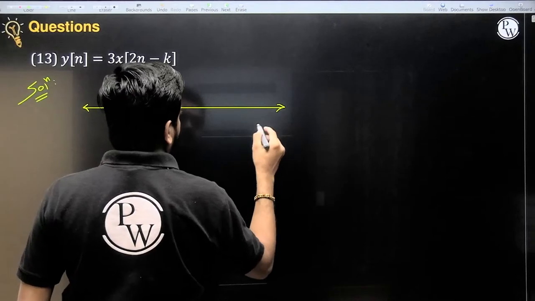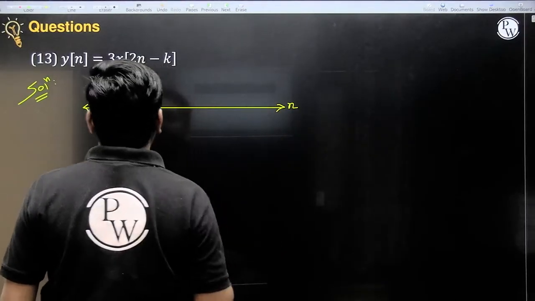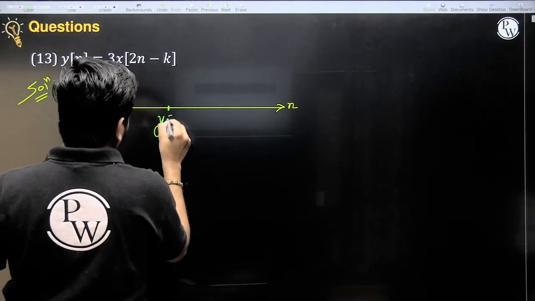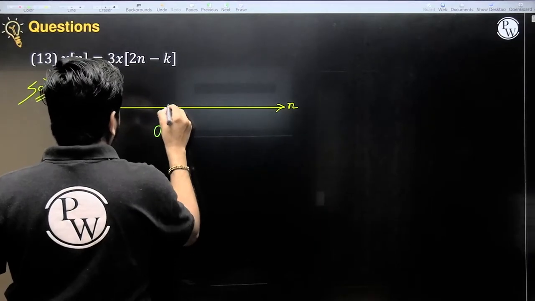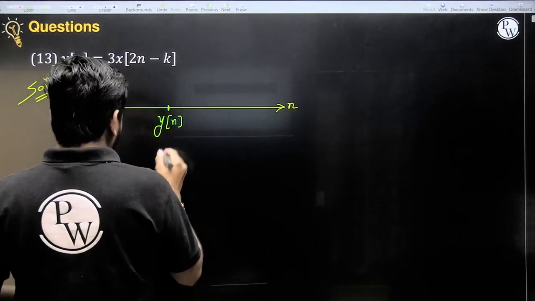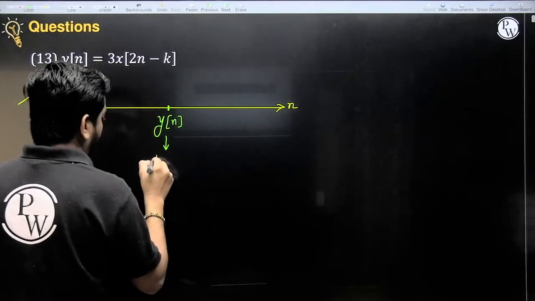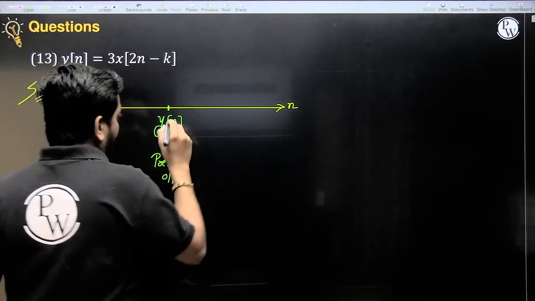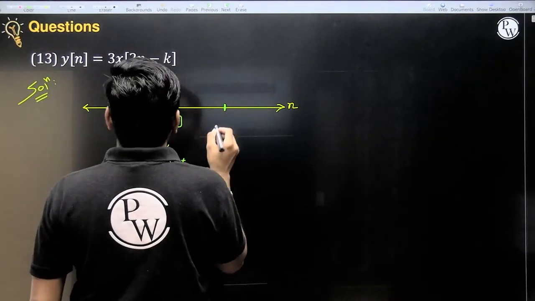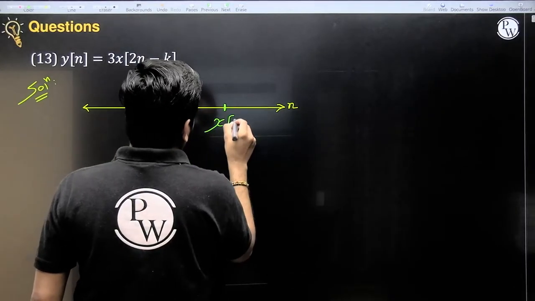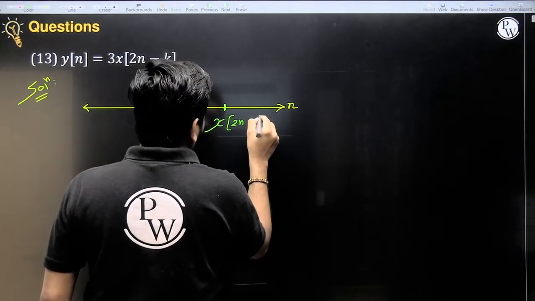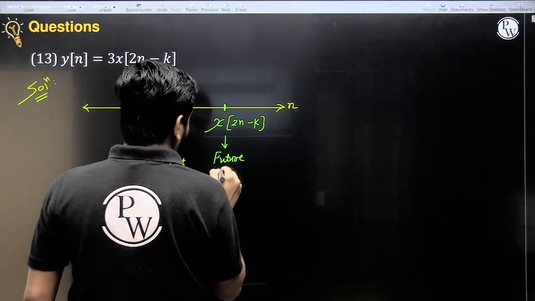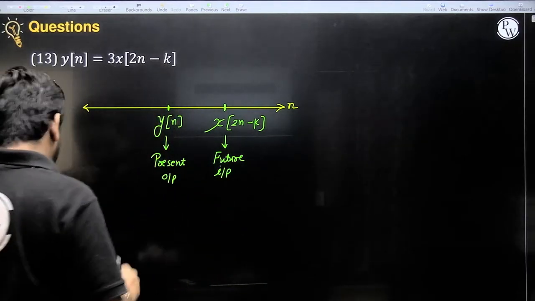Okay, y of n, guys. Let us consider the variable n. So consider this is your y of n here, and this is your present output. If the input is here like this, suppose the input is x of 2n minus k, then it will be your future input.